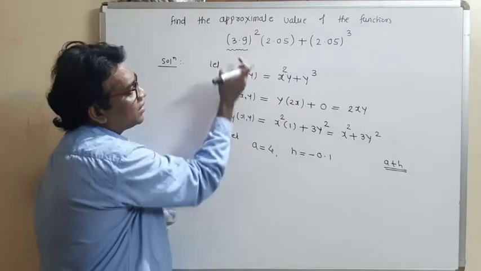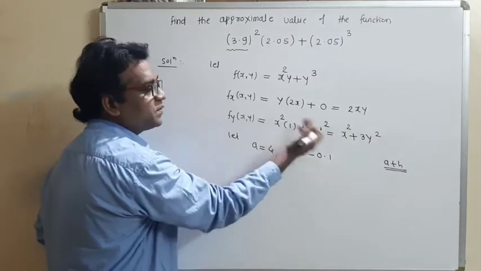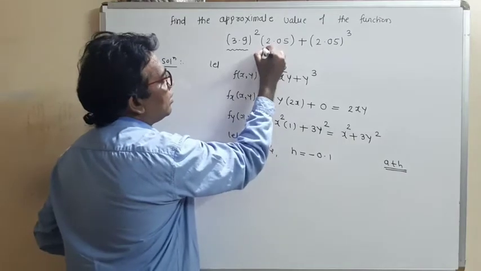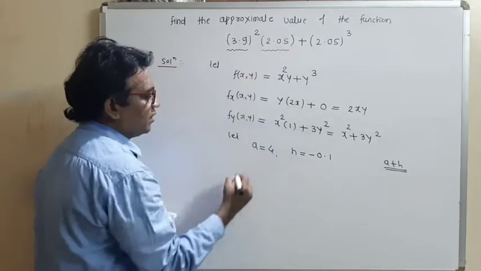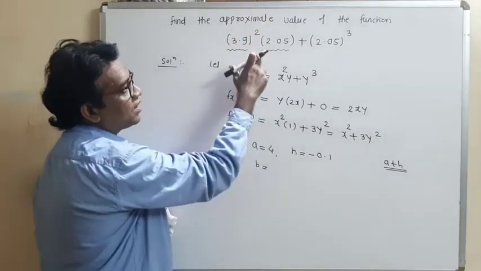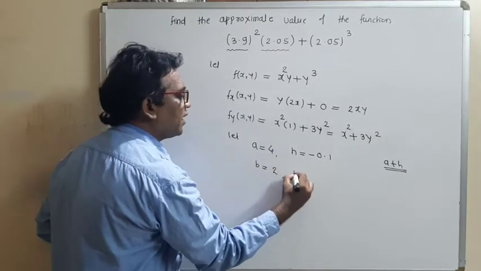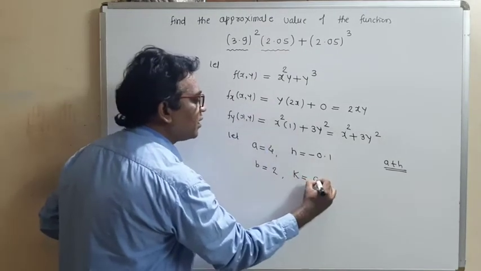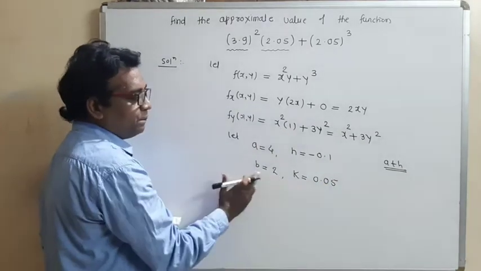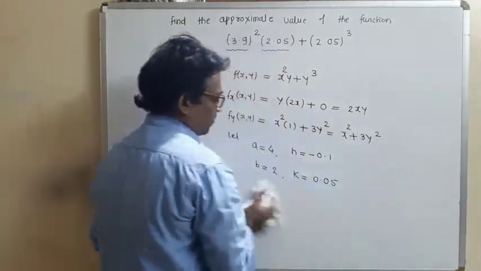So what is our a? This is near about 4, so let us take a equal to 4. And what is h? H means the remaining quantity, it will be minus 0.1. Now let us suppose that this is our b plus k. So what is our b? Now this is near about 2. So let us take the integer b equal to 2 and k equal to the remaining number, which is 0.05. So what will be b plus k? B plus k will be 2.05. So this is our next step.